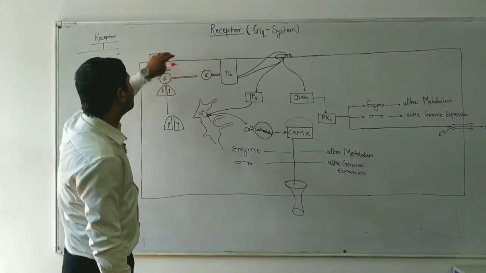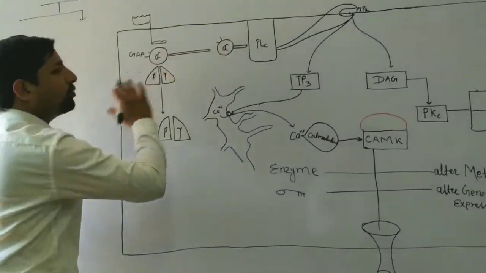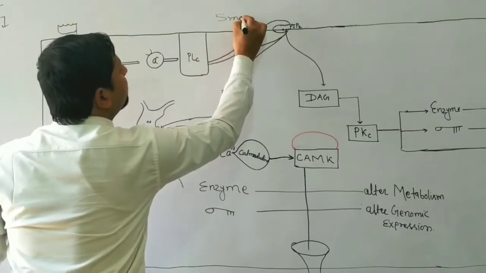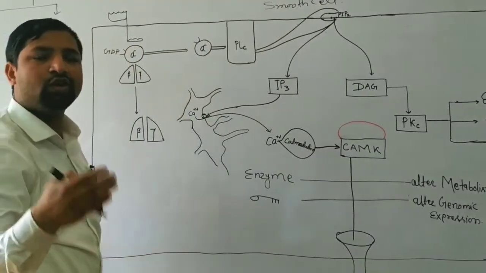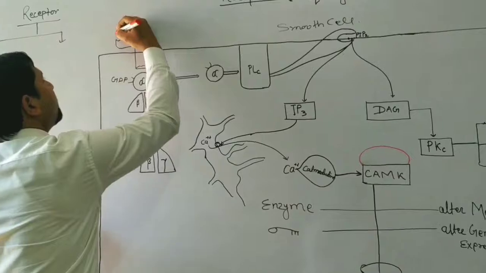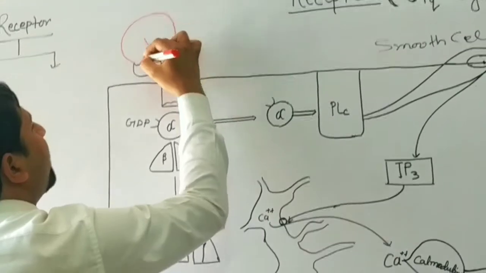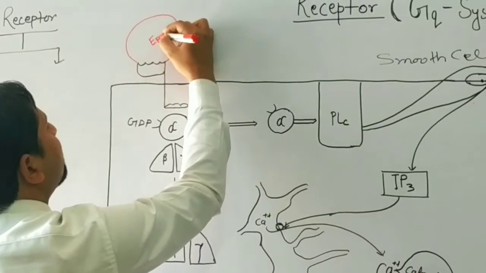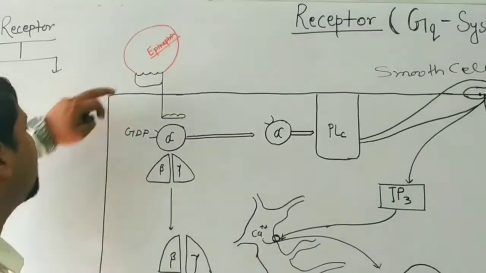Now the GQ system has a cell surface receptor. It looks like this, and suppose we are taking a smooth muscle cell. Now suppose the drug, norepinephrine or epinephrine, will come and bind to this receptor. The drug will come and bind to a specific type of receptor. So epinephrine or norepinephrine will come and bind to this receptor.